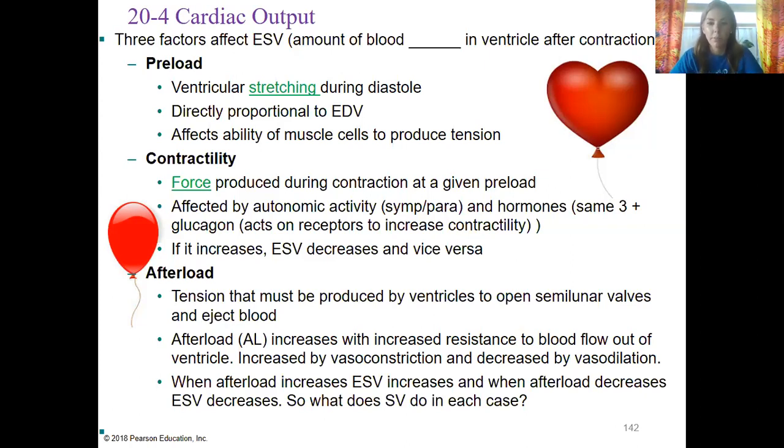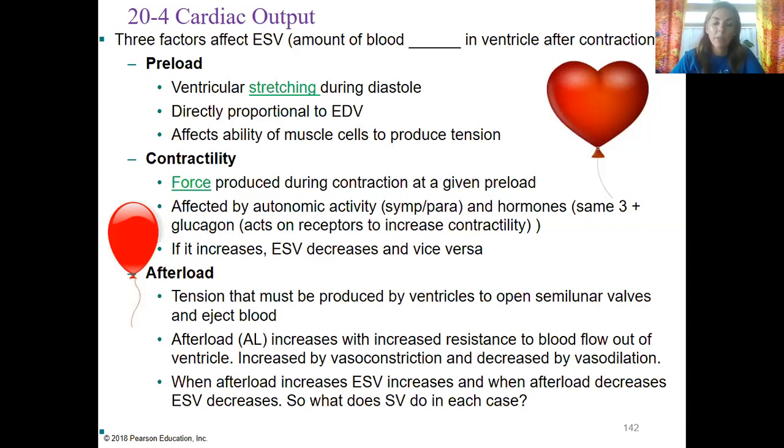So preload, we already talked about a little bit when we went through the Frank-Starling. This is the stretching of the ventricle as it is trying to fill. Of course, that means this is going to be directly proportional to the EDV, as we've already discussed. But the better stretch, just like the bigger balloon, will lead to more tension. That is what we call preload: how much we are loading up these muscle cells to allow them to have what's next, which is contractility. Contractility is the force that is actually produced during contraction at a given preload.